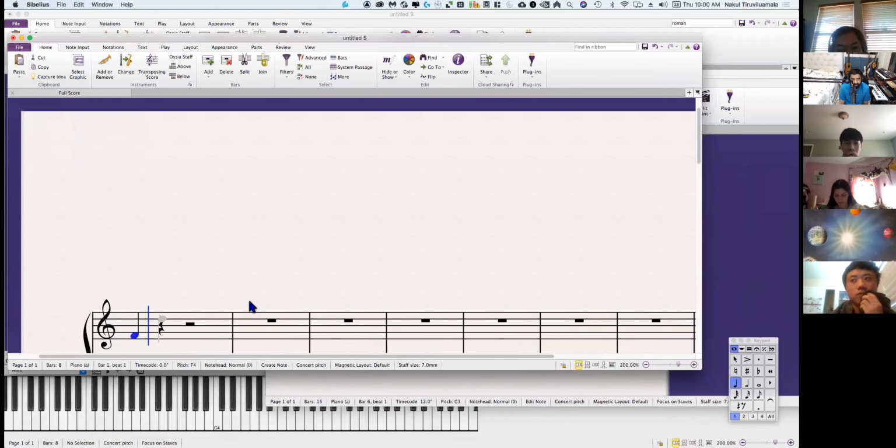You could go 1, 2, 3, 1, 2, 3, 1, 2, 3, 1, 2, 3. But look at this. What do you notice about every 12? What happens in the left hand? Change. This is Beethoven's Moonlight Sonata, by the way.